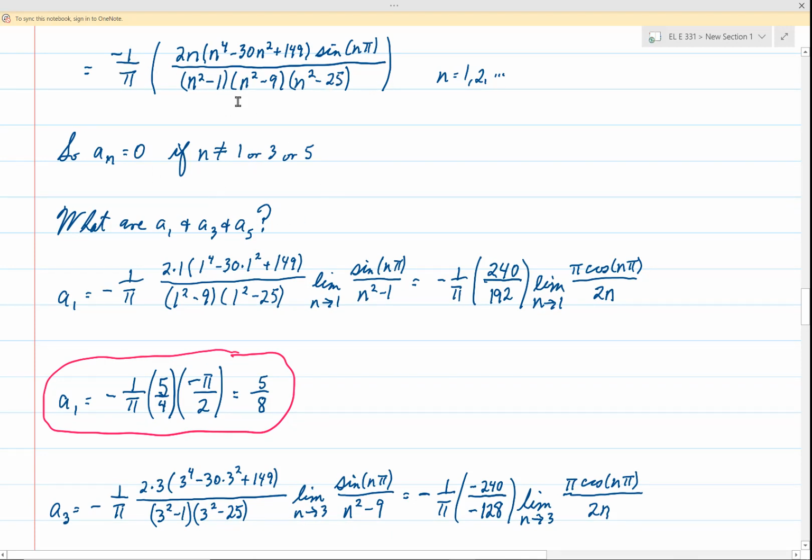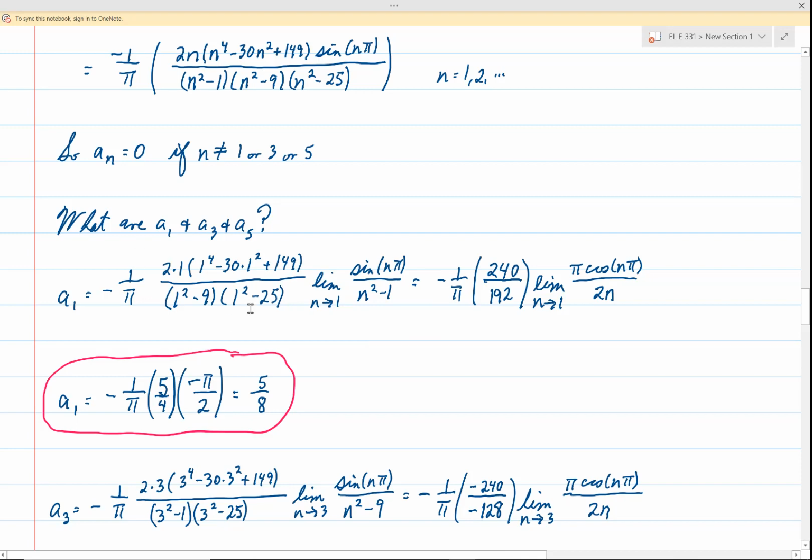So for n equals 1, this becomes minus 1 over pi, and then 2n becomes 2 times 1. And then we have n to the 4th becomes 1 to the 4th, minus 30n squared becomes minus 30 times 1 squared, plus 149 we bring down. And then for n equals 1, the term in the bottom that we have to worry about is n squared minus 1, so we're going to carry that over here. But the n squared minus 9 becomes 1 squared minus 9, n squared minus 25 becomes 1 squared minus 25, and then the 0 over 0 part is sine n pi over n squared minus 1, and we take the limit of that as n goes to 1.